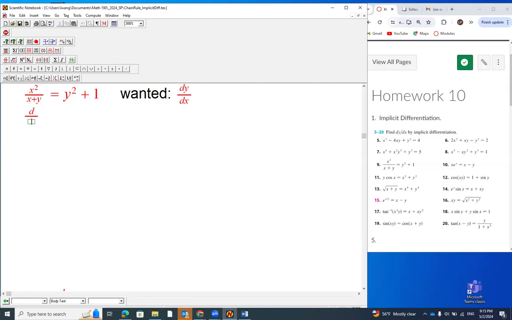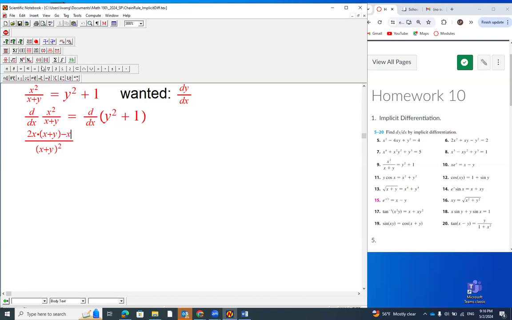Derivative on both sides. So obviously it's going to be the quotient rule. On the other side, derivative with respect to x of y squared. Parentheses are needed. On the left-hand side, we're going to apply the quotient rule, having x plus y in the denominator squared. Numerator: the derivative of x squared is 2x, multiplied by x plus y, the numerator.